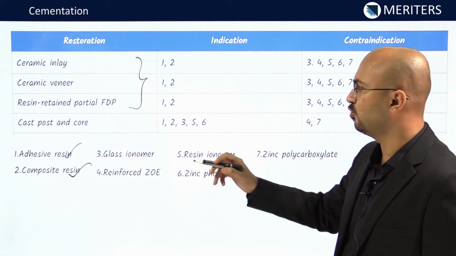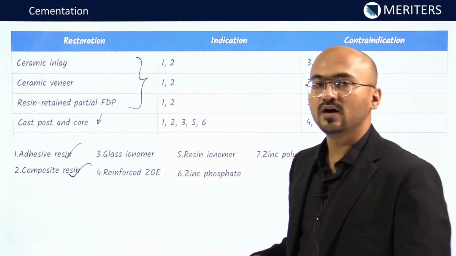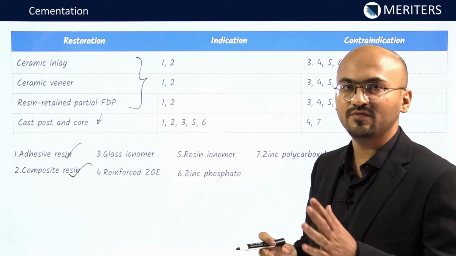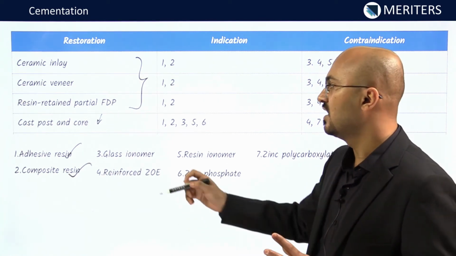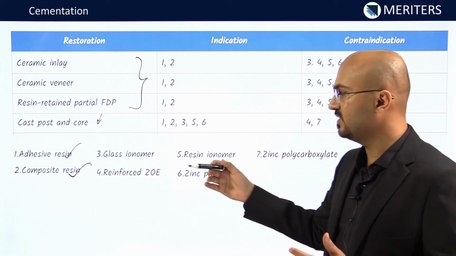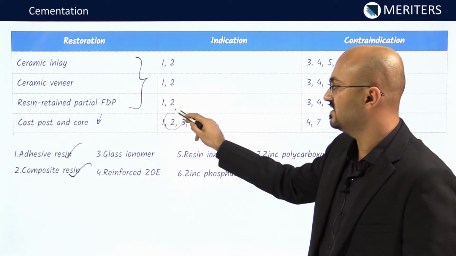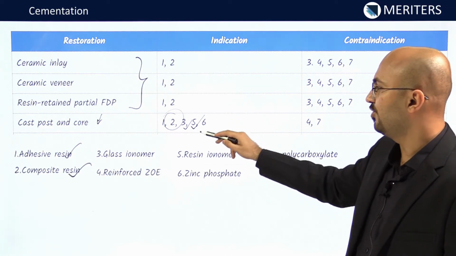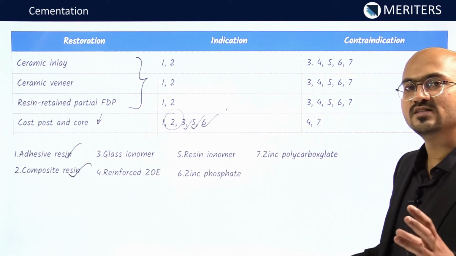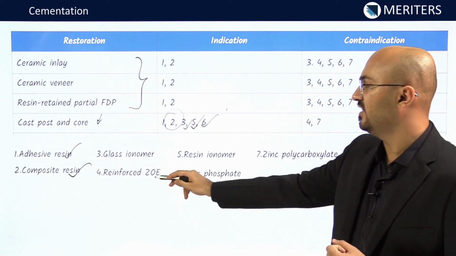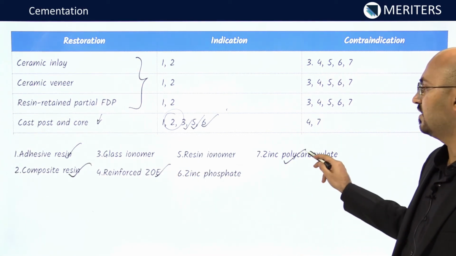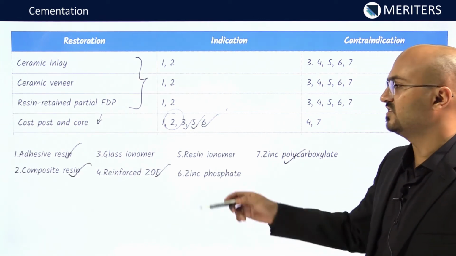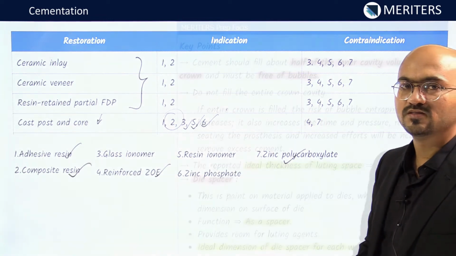For cast post and core. So if you have a cast post that is fabricated in the lab, you are not using a prefabricated post here, you are using a cast post with a core. So this could be metal or it could be zirconia. You ideally use resin cements or you can use glass ionomer or resin based glass ionomer cement or you can use zinc phosphate cement. You will need a stronger cement. A weaker cement like ZOE, reinforced ZOE or zinc polycarboxylate cement will not suffice for that purpose. So here you need a very strong cement which can be resin based or ionomer based.